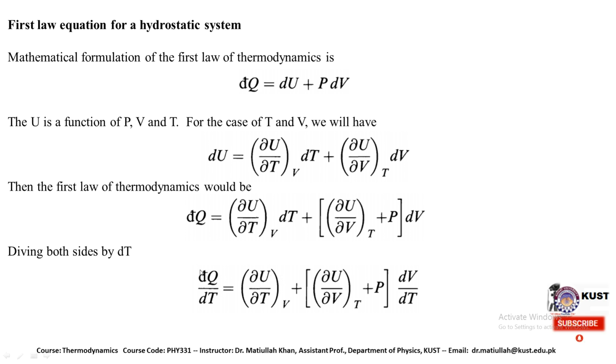So for constant volume, dq divided by dt at constant volume will be equal to the change in internal energy with respect to temperature when volume is constant. So the whole term vanishes because this term becomes equal to 0, and multiplying something by 0 makes it 0. So we get only this: dq divided by dt when the volume is constant is equal to the change in internal energy with respect to T when the volume is constant.